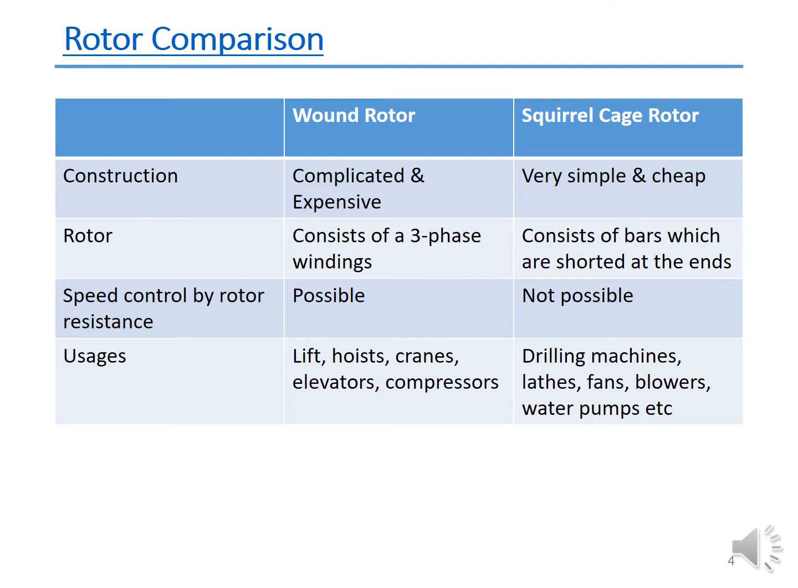With the wound rotor being able to connect the three-phase windings to variable resistors, we can do speed control by rotor resistance, and this won't be possible with the squirrel cage rotor, as the resistance is basically fixed. In terms of applications, wound rotors are generally used where high torques are required, while the squirrel cage rotor is the other way around, used in applications where high torques are not specifically required.